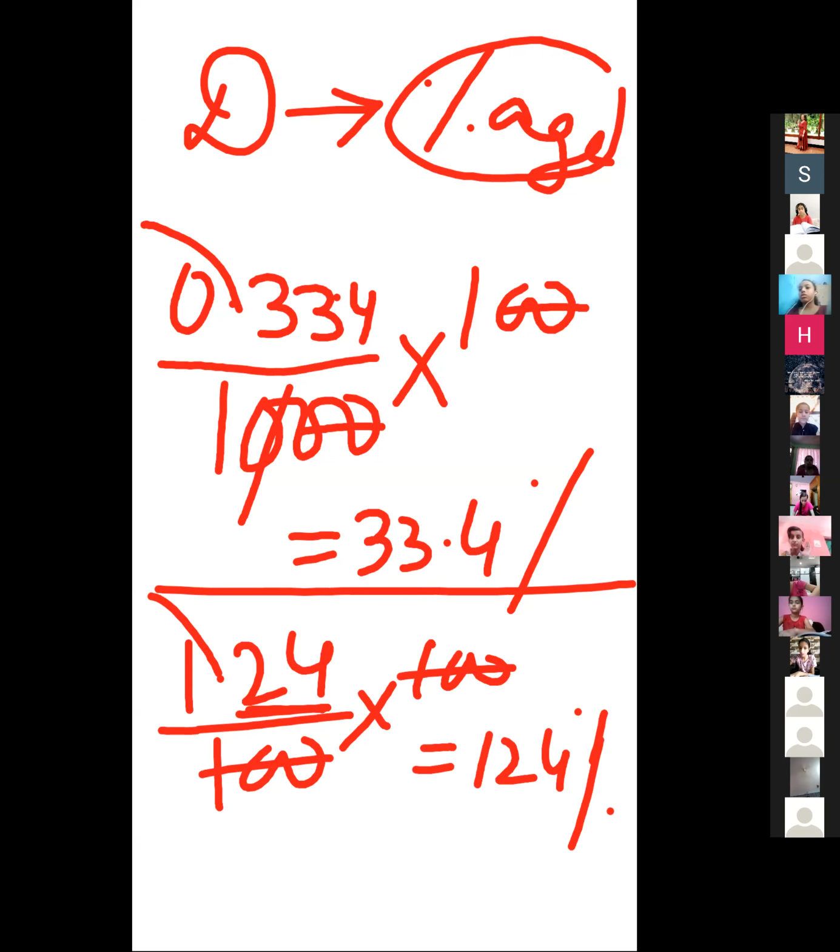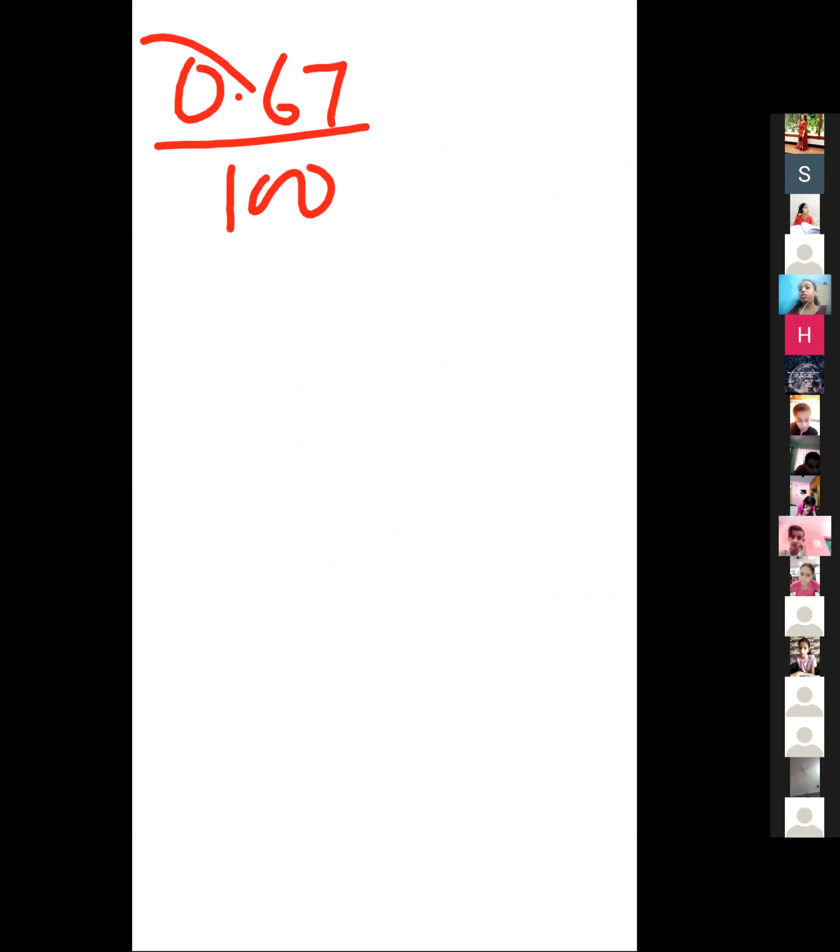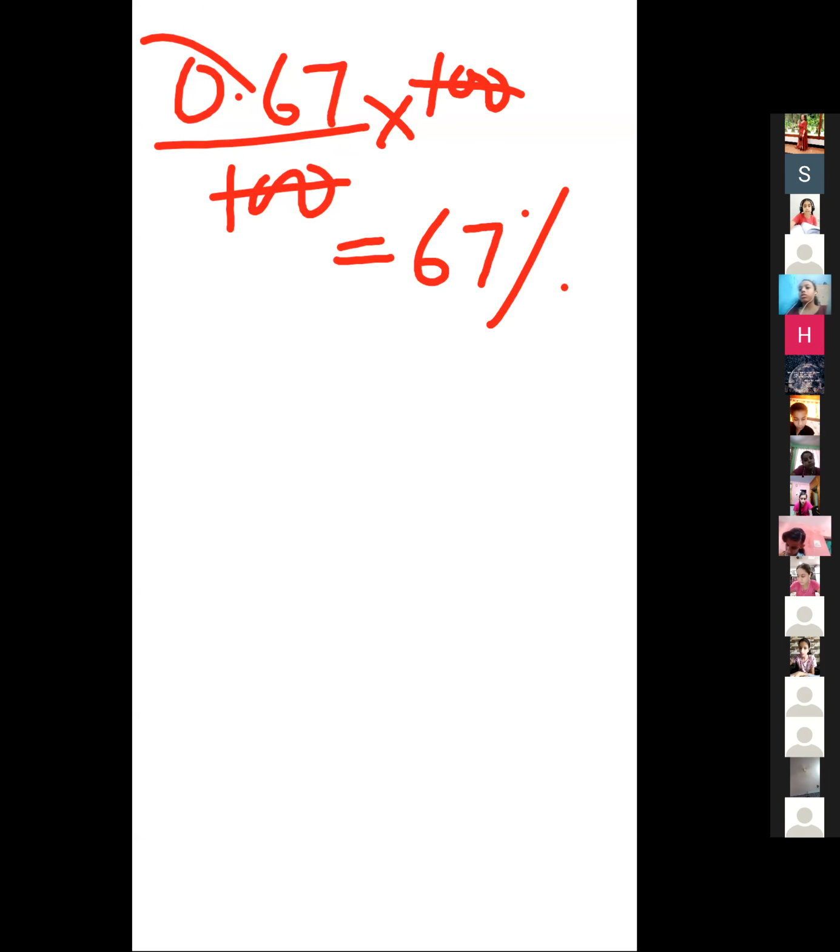Very good. See one more. Have you written? Yes. See one more. If I write 0.67. So first remove the decimal and write upon 100. Okay. Written. Then you have to multiply with the 100. Then cut 100. What is the answer? 67%. Clear? 67%. Samanya, 67% beta, not 67 only.